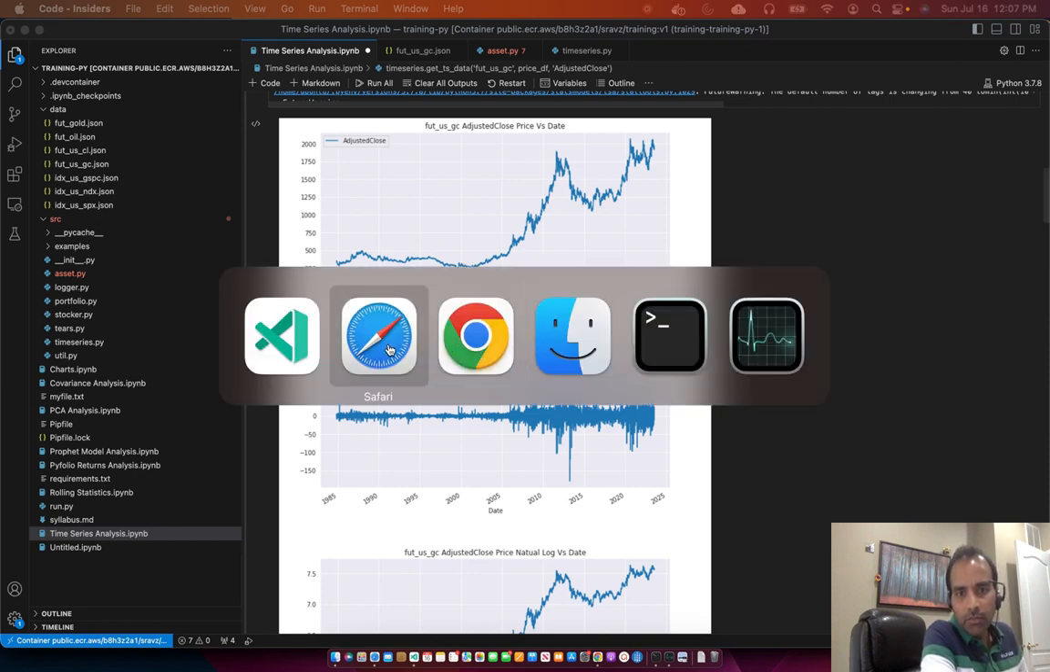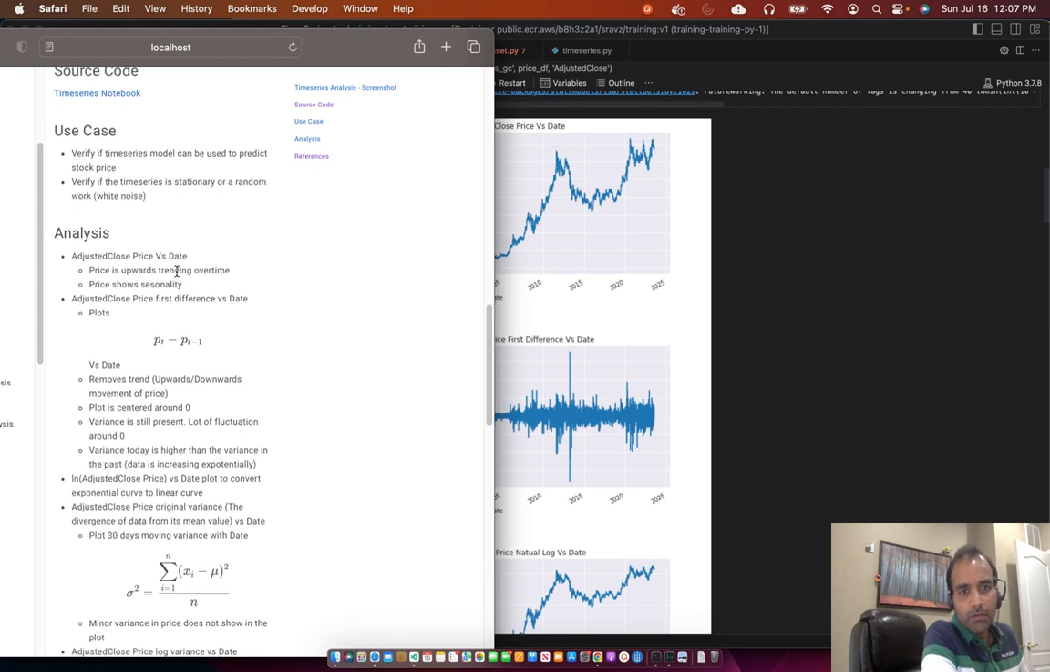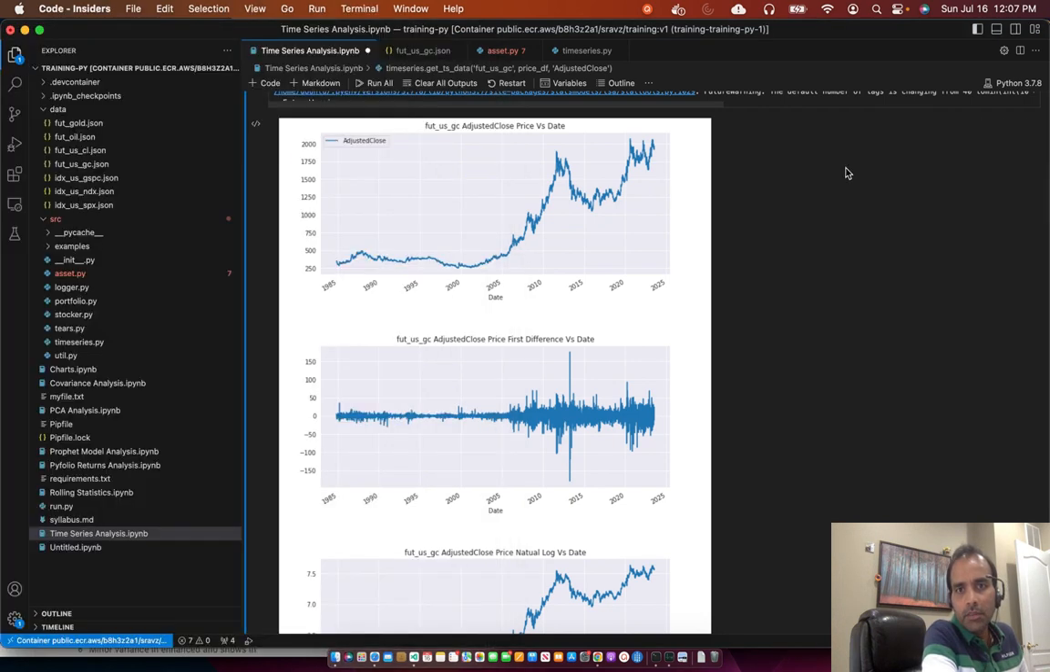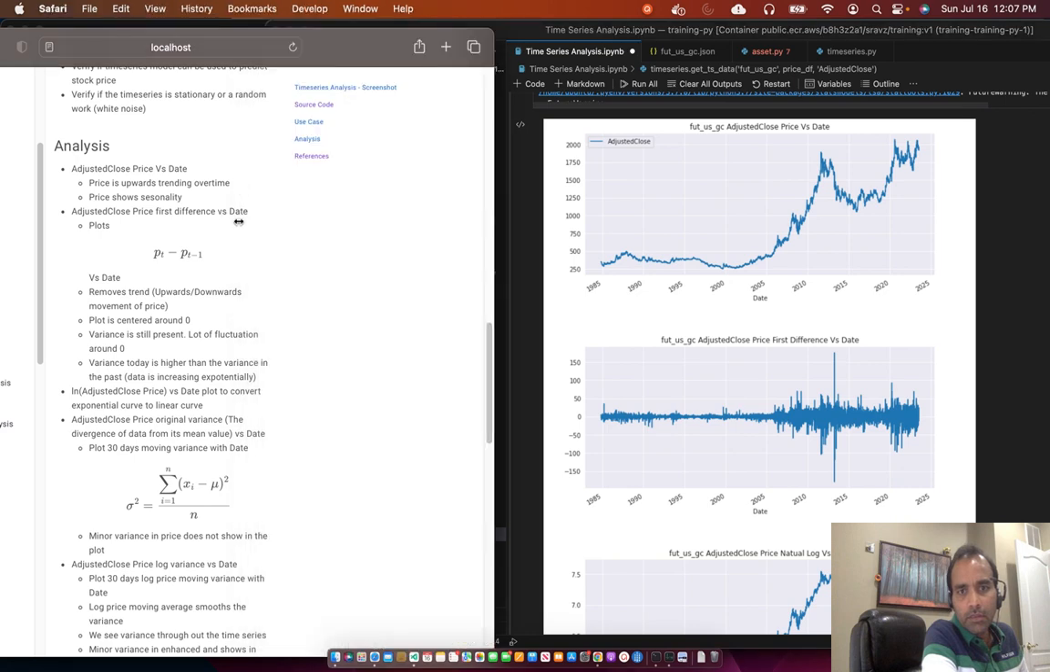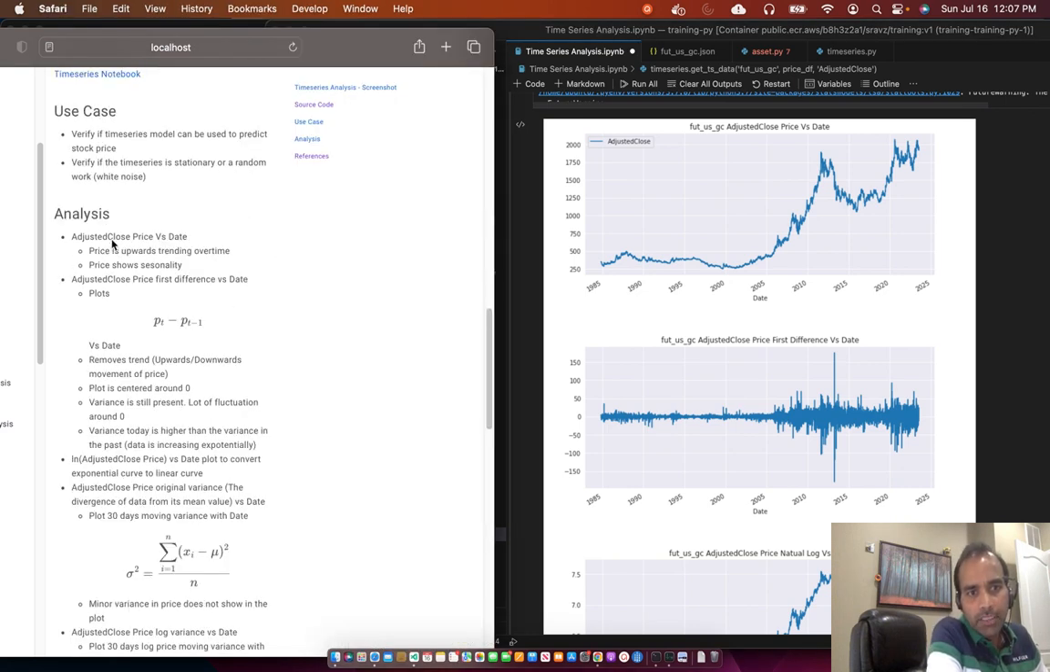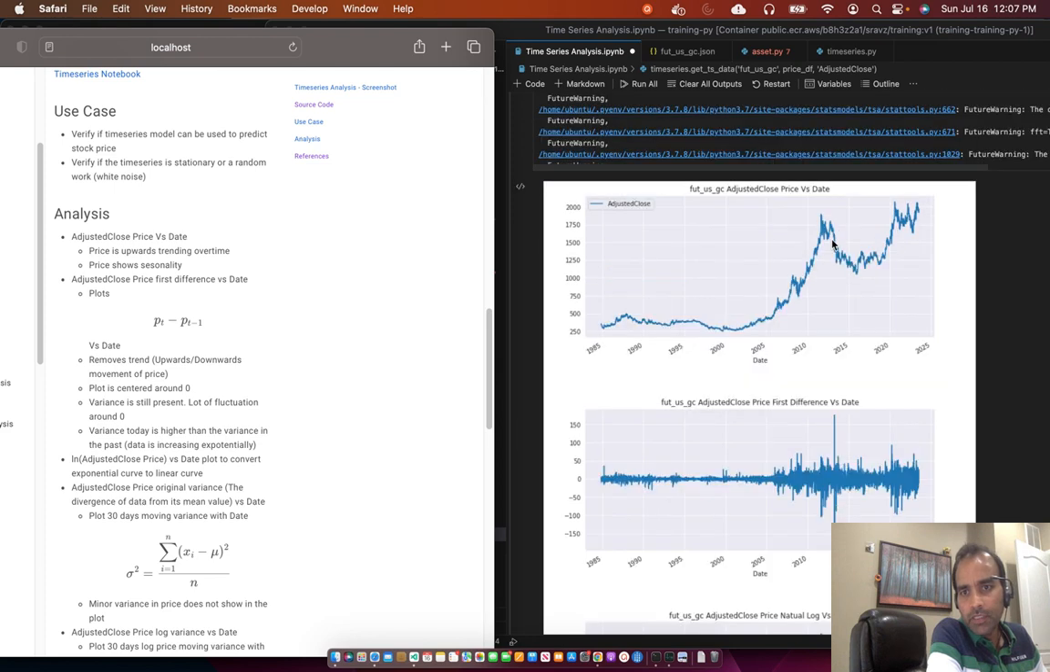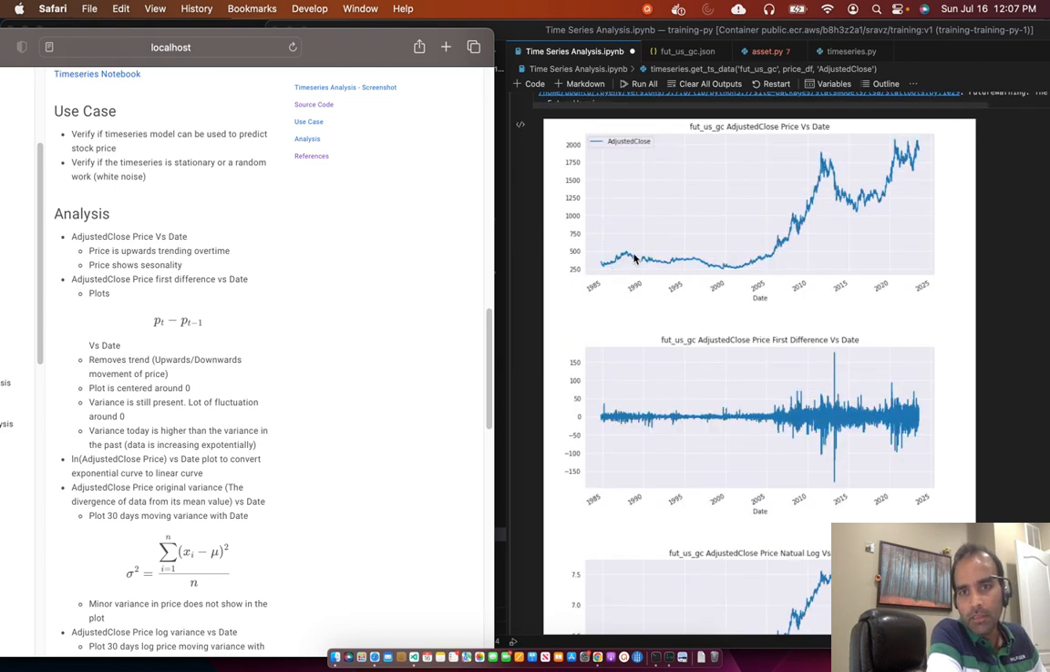I'll open the documentation page again. First we plot the adjusted close price versus date, which is this plot, and we see that the plot is upward trending. The price has constantly kept going up. It started around $250 in 1985 and today it's around 1964. There's definitely an upward trend, and there's of course some seasonality here which doesn't show in this plot.